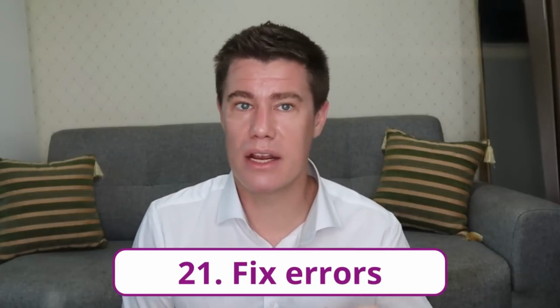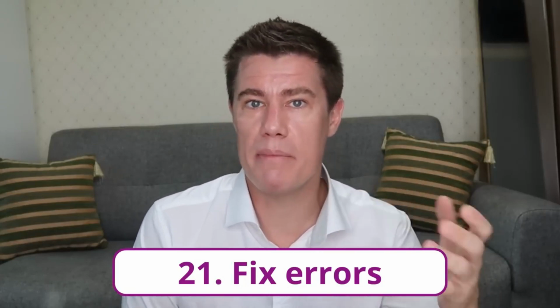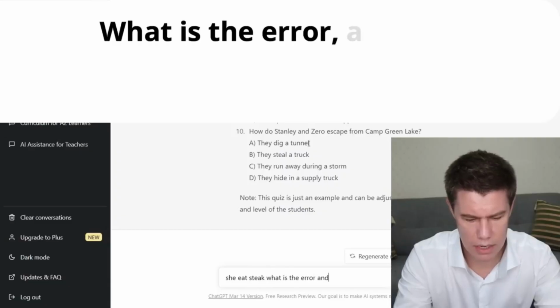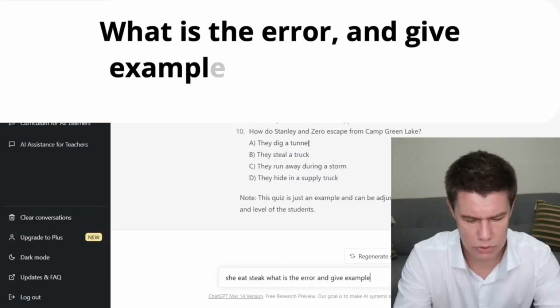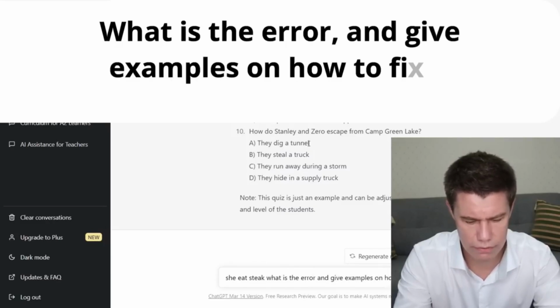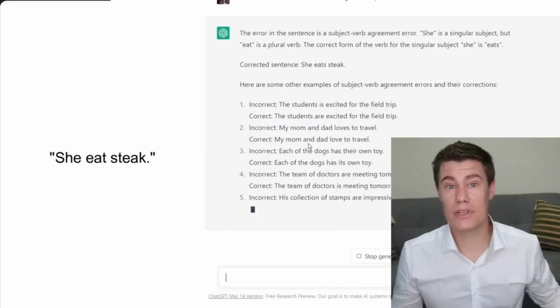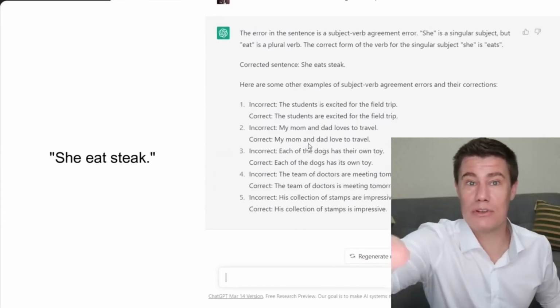Fix errors like grammar feedback. When kids make grammar errors, teachers can direct ChatGPT to define, describe, and identify how to improve the error and also provide examples. What is the error? And give examples on how to fix it. Of course, the subject-verb agreement. I knew that. Some examples on how to fix errors.